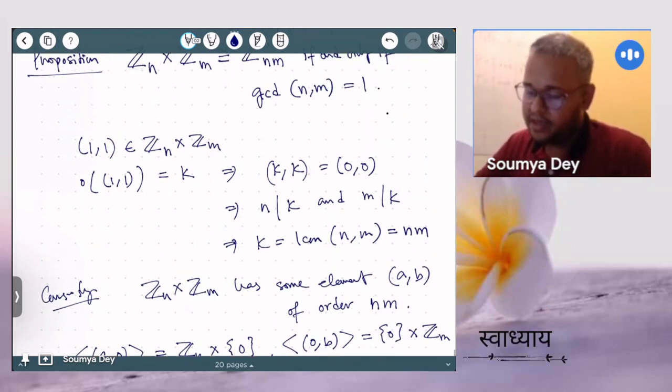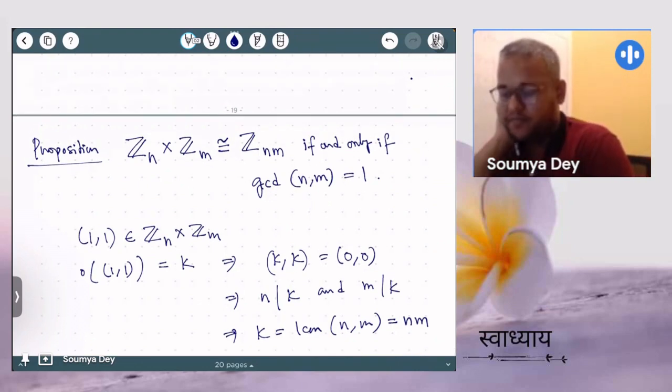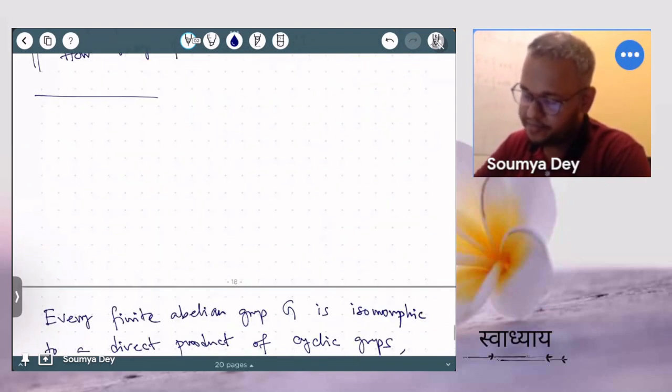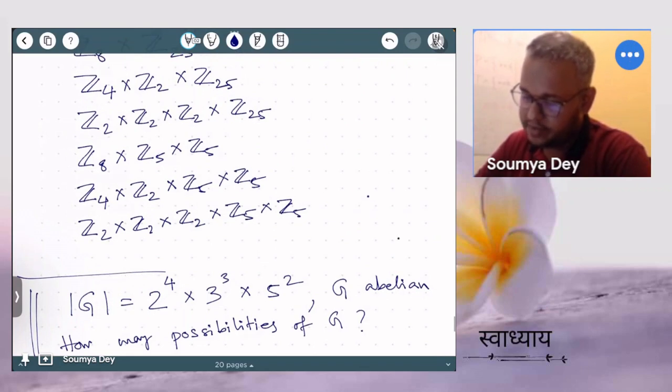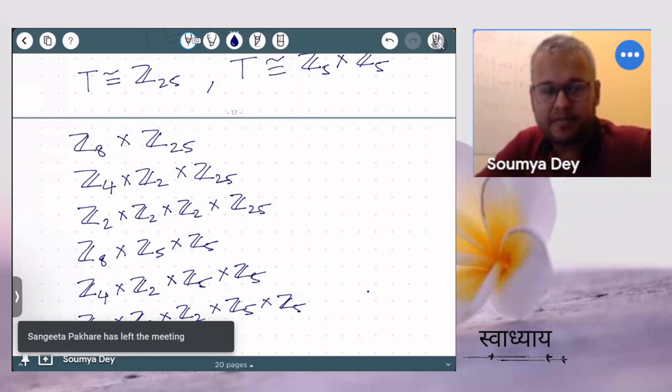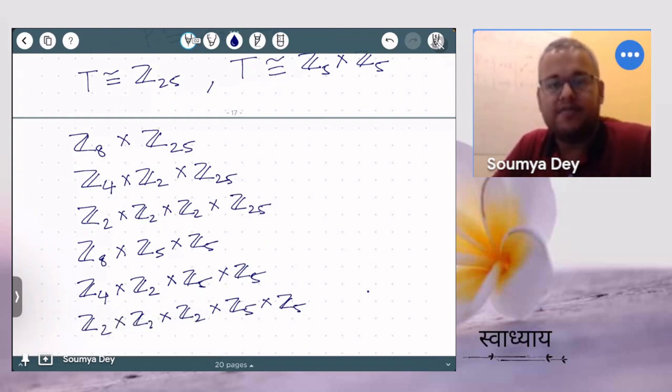Now if you apply this proposition to our setup, let's go back. So you have these groups of order 200. Now look at the first group. It's Z8 cross Z25. Using the proposition, since the GCD of 8 and 25 is 1, this is nothing but Z200.